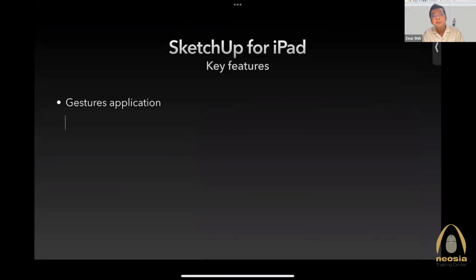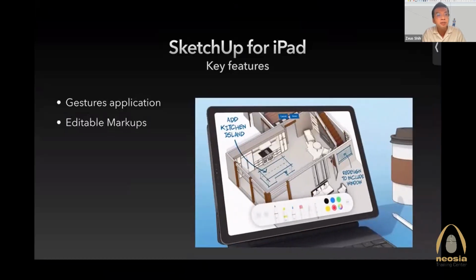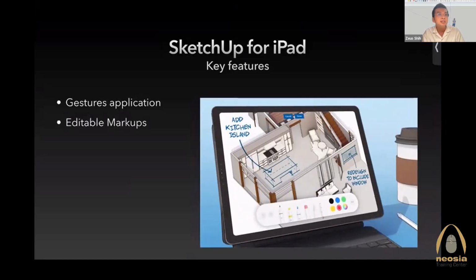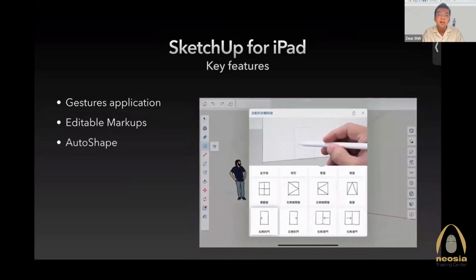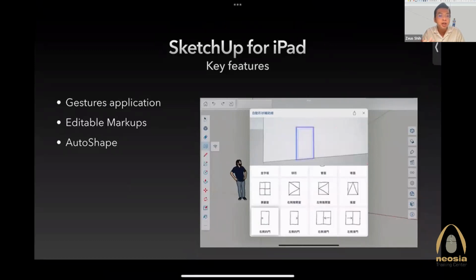And the second feature is editable markups. I have shown you guys, I use my iPad to edit markup, and Rizky can see what I want him to do. Okay, and the third feature is auto shape. As you just watched, I draw some shape, and it will automatically generate something that I want.